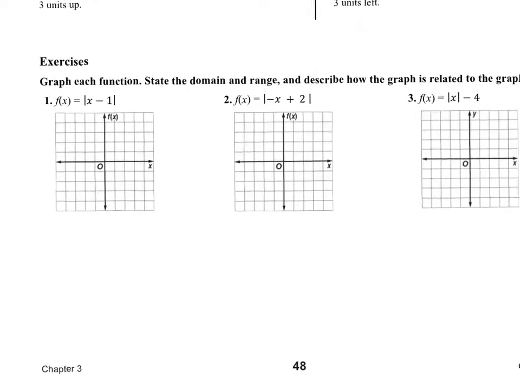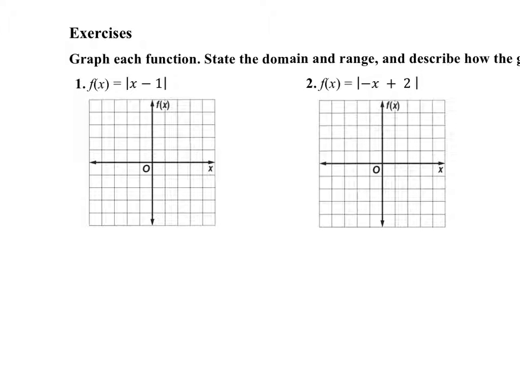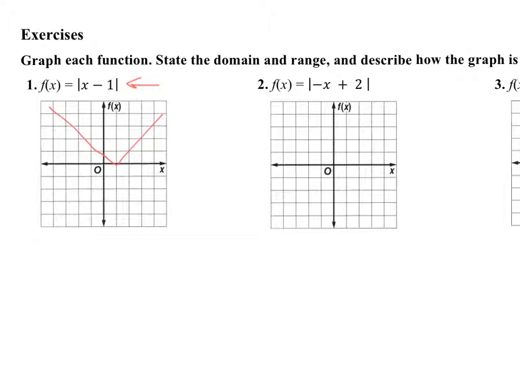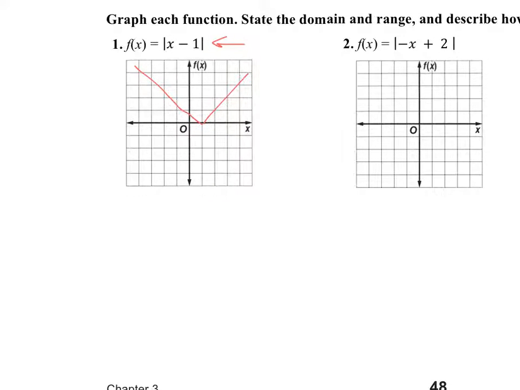It just wants us to graph each function, state the domain and range. So we could use a table to graph all of these. I'm just going to assume that we can probably just use Desmos. That's going to be just fine. If we graph this one right here, x minus 1, it's going to look like that. And then it just says, state the domain and range. And then the last part is to describe how the graph is related to g of x. So we did want to graph that one anyway. Well, let's do this.